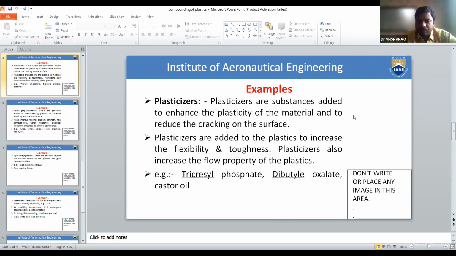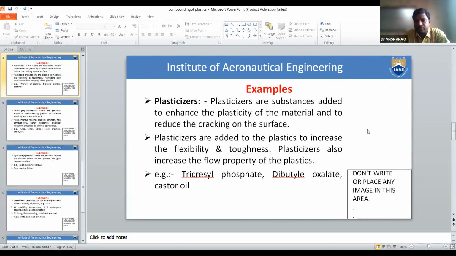Tell me, what are the chemicals used as plasticizers? Tricresyl phosphate, dibutyl oxalate, and also castor oil. Castor oil. Okay. This is about the plasticizers.